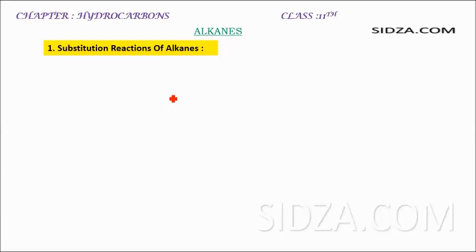Now in this video we will learn about the substitution reactions of alkanes. Alkanes, as we know, have very little chemical reactivity, and because of this nature they are called paraffins. However, from alkanes you can replace a hydrogen atom by a halogen.